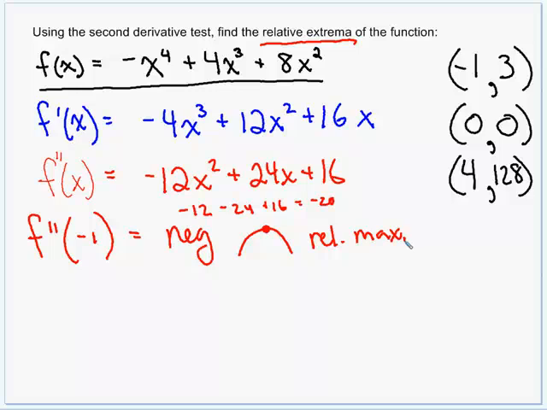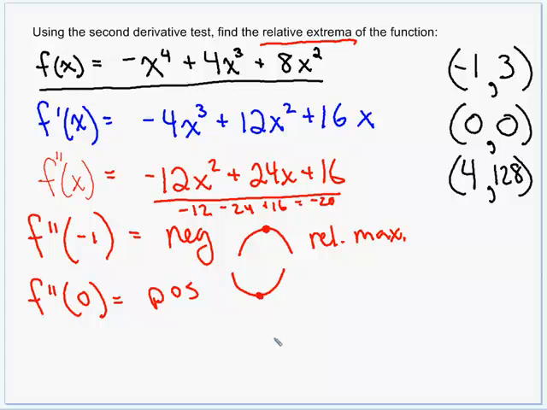When we plug 0 into the second derivative, f double prime of 0, here's our second derivative. The 0 will zero out the first two terms, and we'll have a plus 16. So this is definitely positive. Positive second derivative means concave up. And if we're concave up, that means this point lies at the bottom of a valley. It's a relative min.